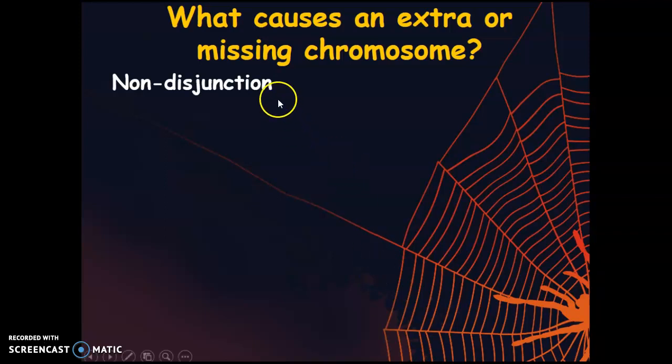So let's take this apart a little bit. A junction is where things meet. To disjunct means to come apart. So our chromosomes should come apart. In anaphase 1, homologous chromosomes separate. In anaphase 2 or mitosis, chromatids separate. So this should happen. In the case of non-disjunction, they fail to separate.